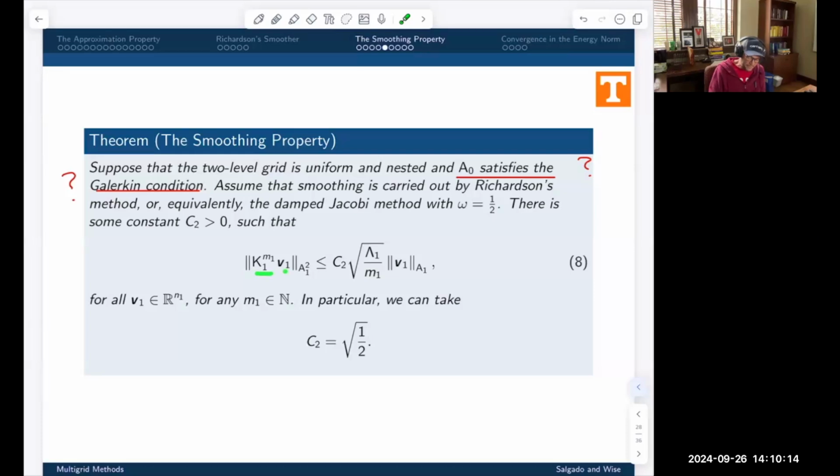We're going to apply that matrix to an arbitrary vector, and measure its size in this double energy norm. This is like the H2 Sobolev norm, which I'll show you in chapter 6. So this is the heavier norm of this error transfer matrix. What we can show is that the error associated with this matrix is essentially something like a constant, again involving this asymptotic spectral radius, lambda 1, over m1.